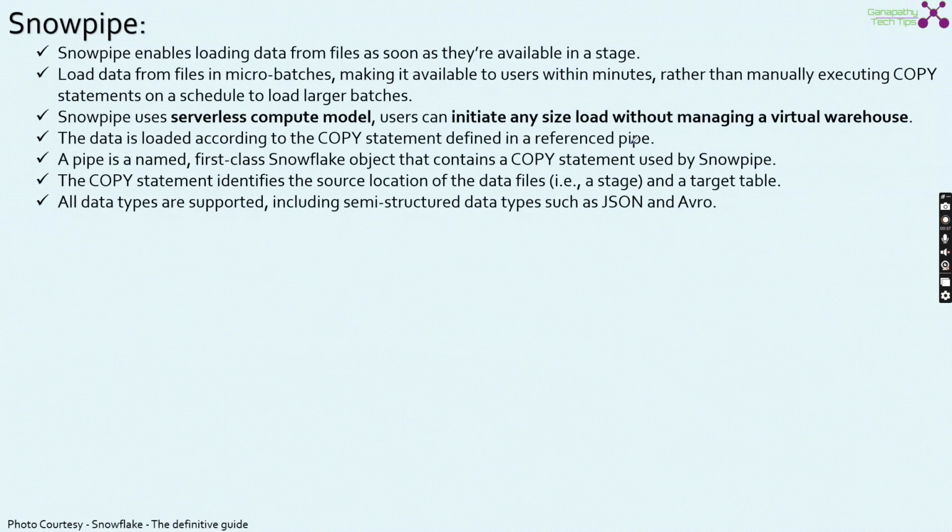Snowpipe enables you to load data from files as soon as they are available in a stage. Again, an evidence statement: load the data from the files in micro-batches. We saw this in detail in the previous video, making it available to users within minutes. The ideal Snowflake recommendation is once a minute. So processing micro-batches once a minute using Snowflake is the ideal approach, rather than manually executing COPY statements on a schedule to load larger batches. As simple as it is, Snowpipe is all about micro-batch streaming.